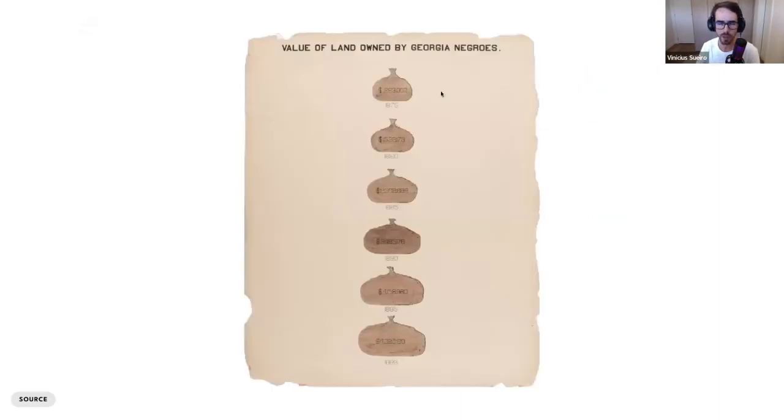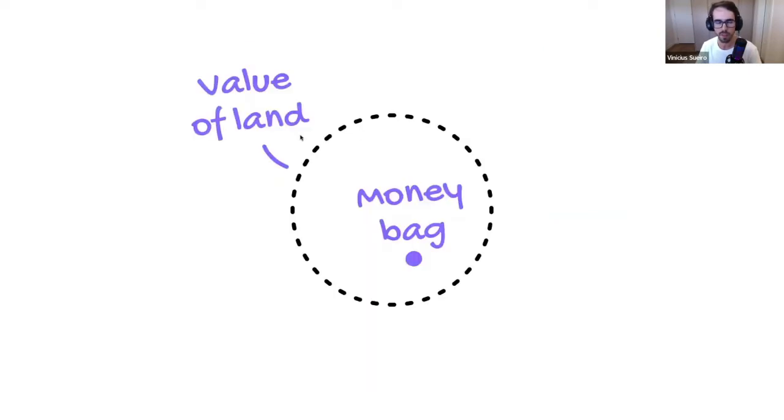Dubois created this chart depicting the value of land owned by Georgia Negroes. And as years go by, it tends to increase. And we have, again, the value of land being represented into something that is very closely related, which is money bags. We have an abstract thing, which is value, represented in a spatial and concrete thing as money bags. There's nothing wrong with this. On the contrary, I really enjoy this, but I'm trying to differentiate between the two.